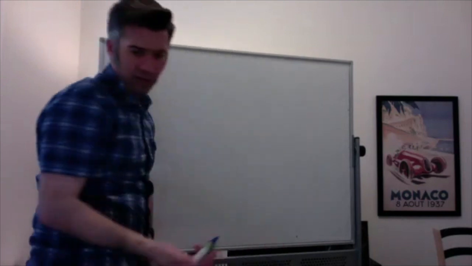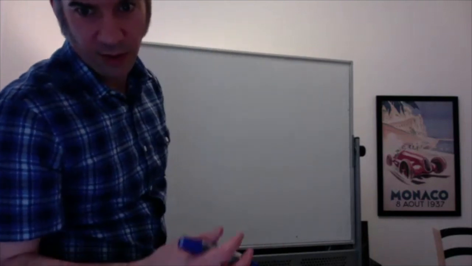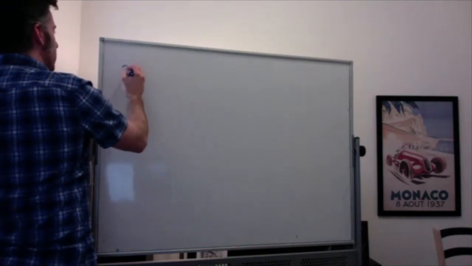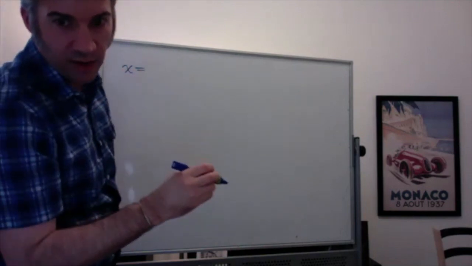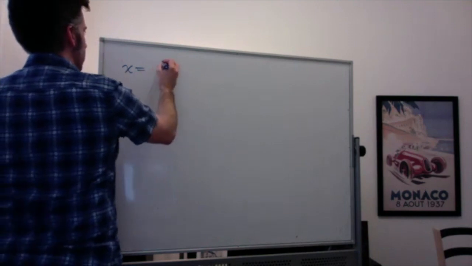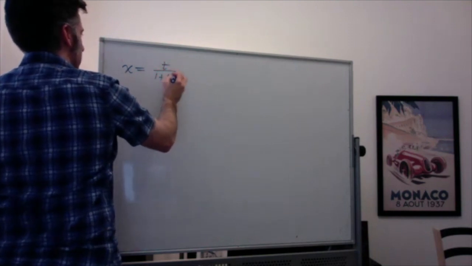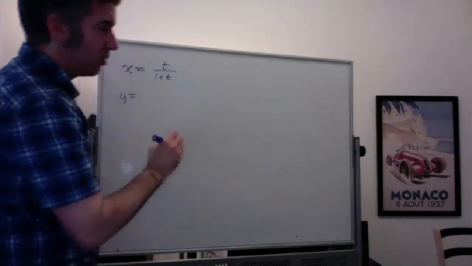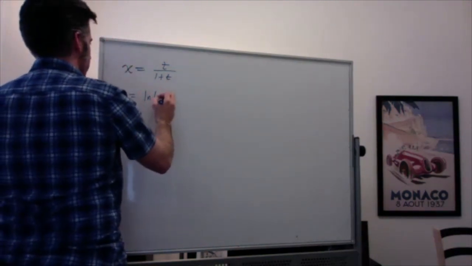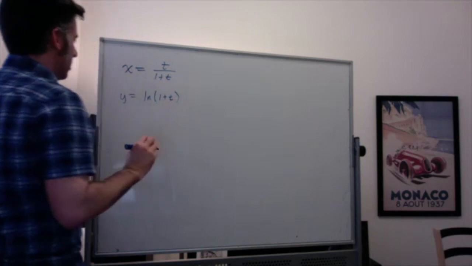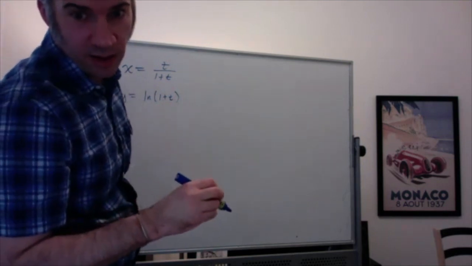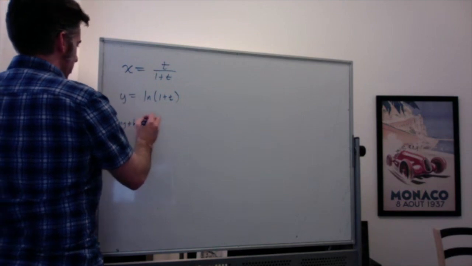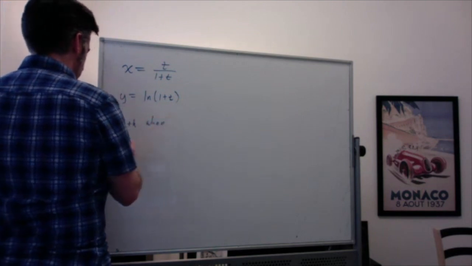Let's look at a couple more examples of arc length with parametric curves. So let's say we have the parametric curve, x equal to t over 1 plus t, and y equal to, what do we got here? The natural log of 1 plus t. Now I want to find the length of this when t is between 0 and 2.